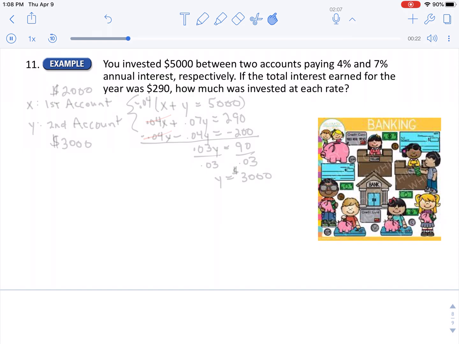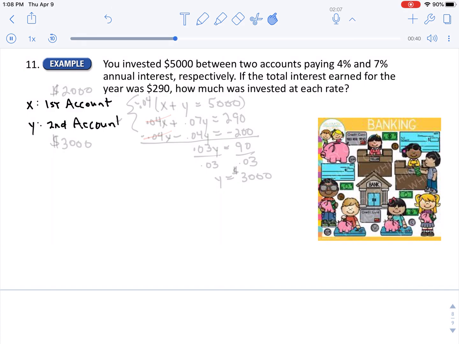So the first thing we want to do is identify and name our variables. So I will let X represent the amount of money I put in the first account. And I will let Y represent the amount of money I put in the second account.